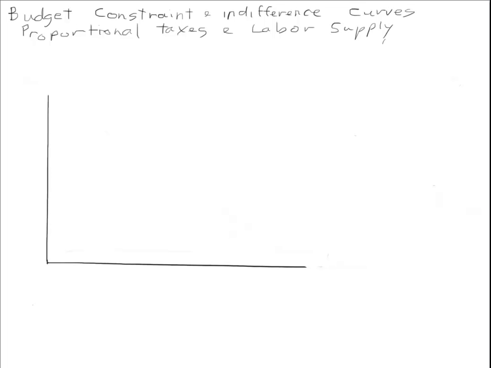I'd like to talk to you about budget constraints and indifference curves. Specifically, we're going to be using this tool to help us understand the effect of proportional taxes on labor supply. Now, a proportional tax is a tax where you have the same marginal tax rate all along.